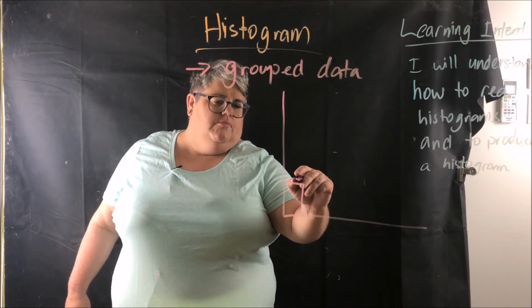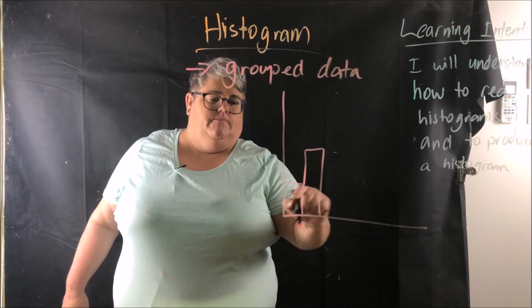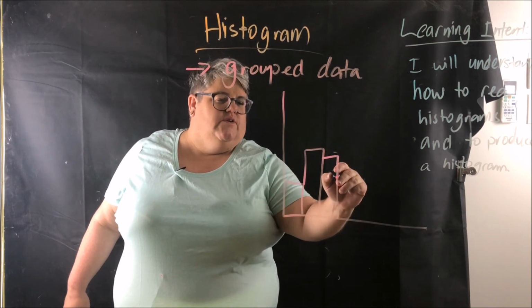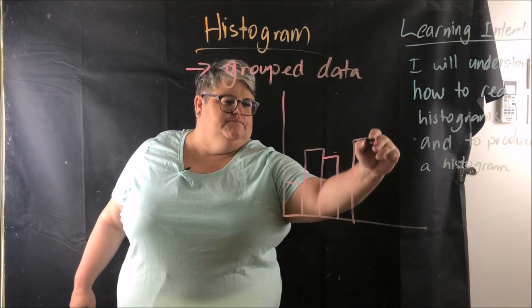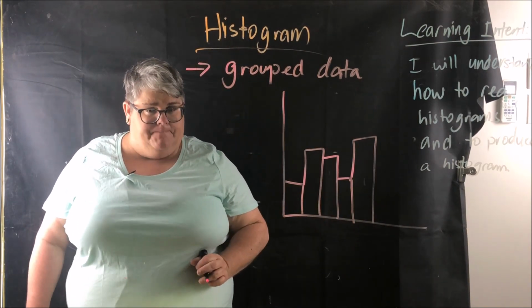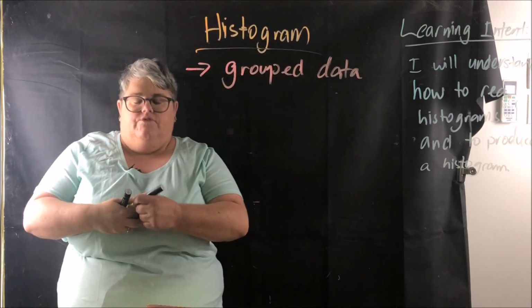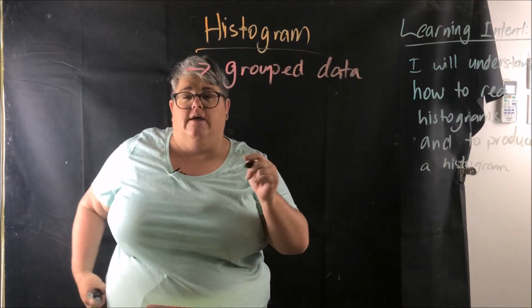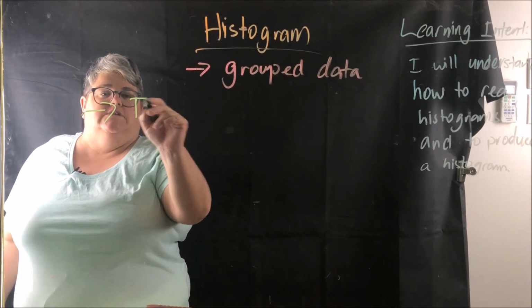Okay, and normally there's no breaks in between each bar. So it'll look something like this, obviously depending on what your data is. When we're talking about data, particularly when it's grouped, we often will get what's called a frequency table.